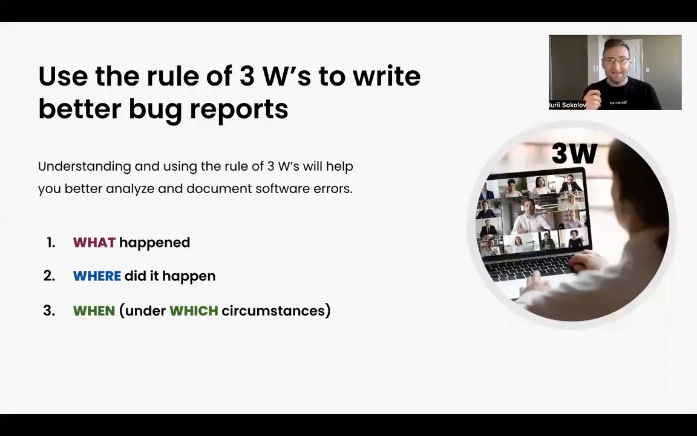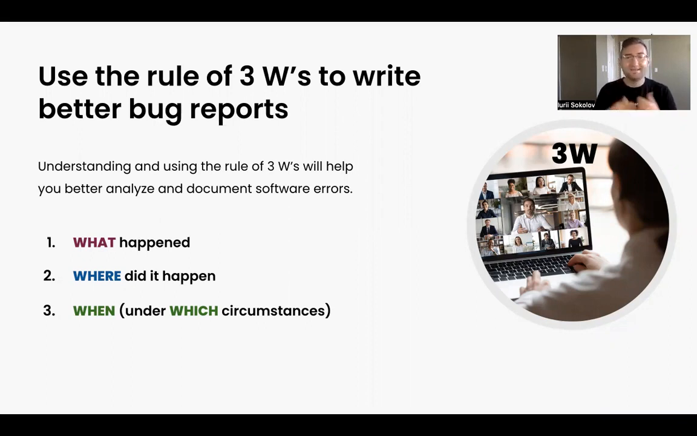Now, a very important thing. It's really important. Please follow this guide, follow this practice as often as you can. Use the rule of 3 W's to write better bug reports. So what is the rule of 3 W's? Using the rule of 3 W's will help you better analyze and document software errors.